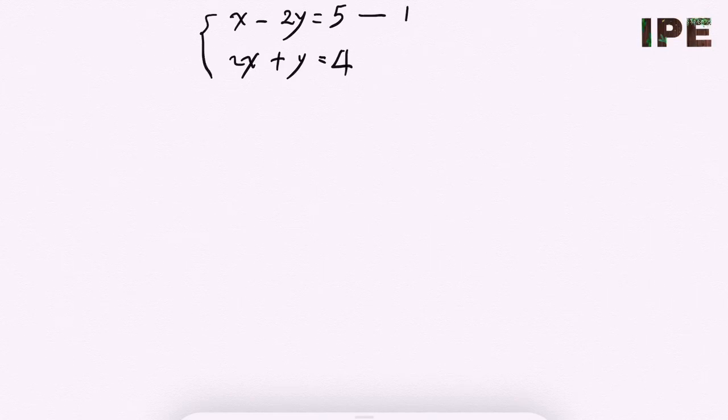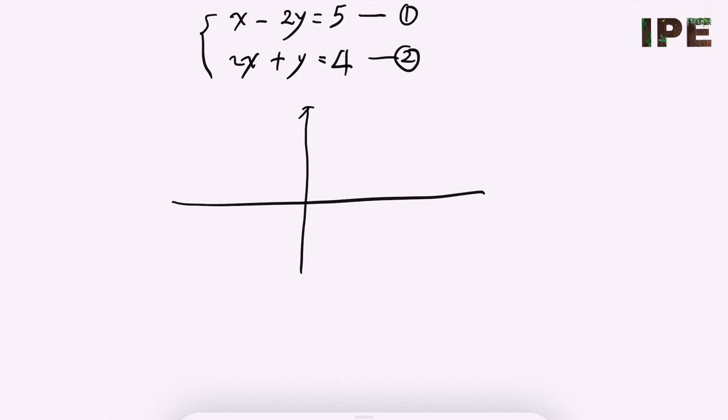Suppose this is equation number 1, this is equation number 2. Okay, the graph method is using graphs. Just draw both graphs. I'll draw it. This is the y-axis, this is the x-axis. First equation: the slope is 1/2, and negative 2.5 is the y-intercept. So it looks like this.